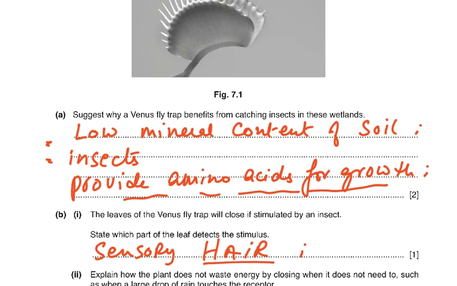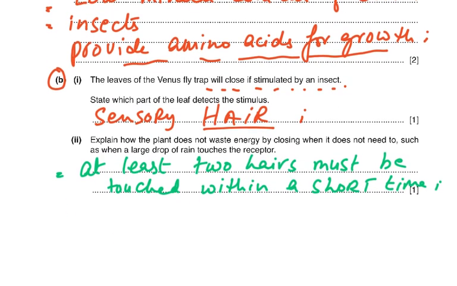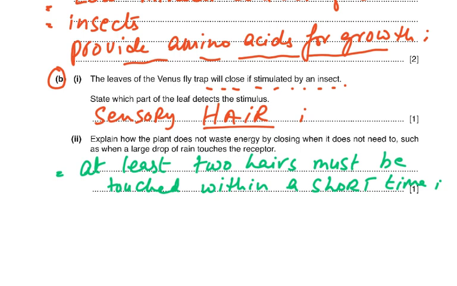Then coming to part B of question 7, the leaves of the Venus flytrap will close if stimulated by an insect. State which part of the leaf detects the stimulus, that is the hair, the sensory hair. And then part 2 says explain how the plant does not waste energy by closing when it does not need to, such as when a large drop of rain touches the receptor.